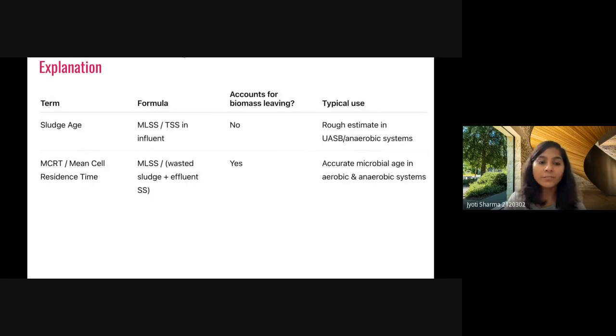So that's how this is your actual microbial age. And just see here the difference between these. So in sludge age this is MLSS divided by TSS, and it is not accounting the biomass that is leaving. And that's why typically sludge age is used in UASB, but this MCRT is MLSS divided by the wasted sludge plus effluent suspended solid, and here the biomass that will be left from that reaction tank will also be taken into account, and this is accurate microbial age in aerobic and anaerobic systems also.